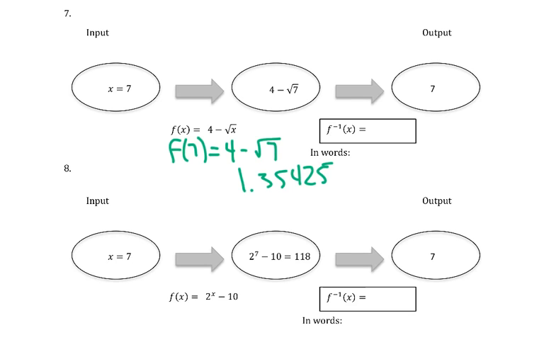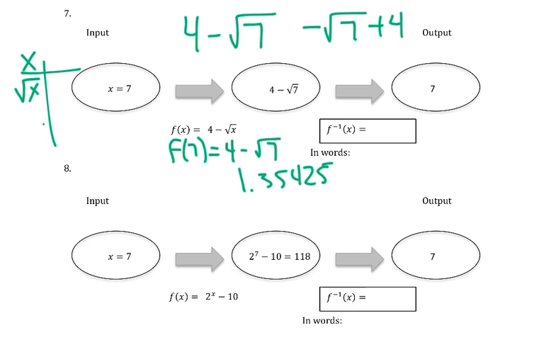Okay, but let's think about how we could undo this. So we've got x here, or our 7. So first we'd take the square root of 7. Then we would subtract it from 4, right? In other words, another way to think about that, because 4 minus the square root of 7, we could change that to a negative square root of 7 plus 4. Okay, so that might be a better way to think about it. So if we take the square root of 7 first, then we times it by a negative 1 to get the negative, then we could add 4.